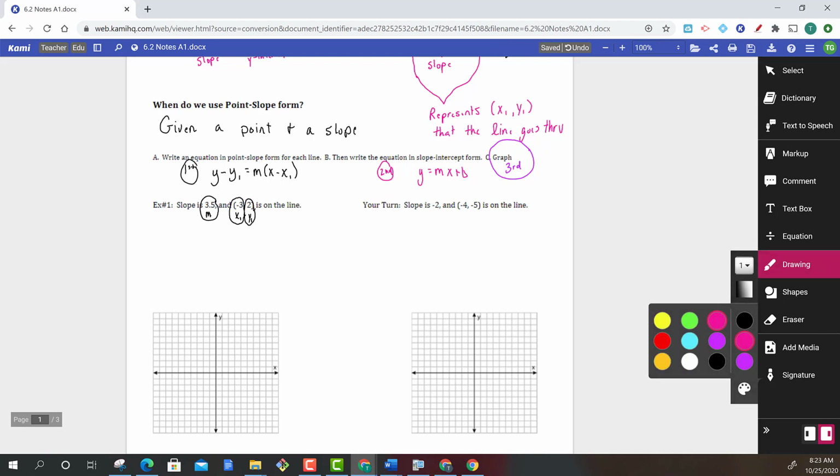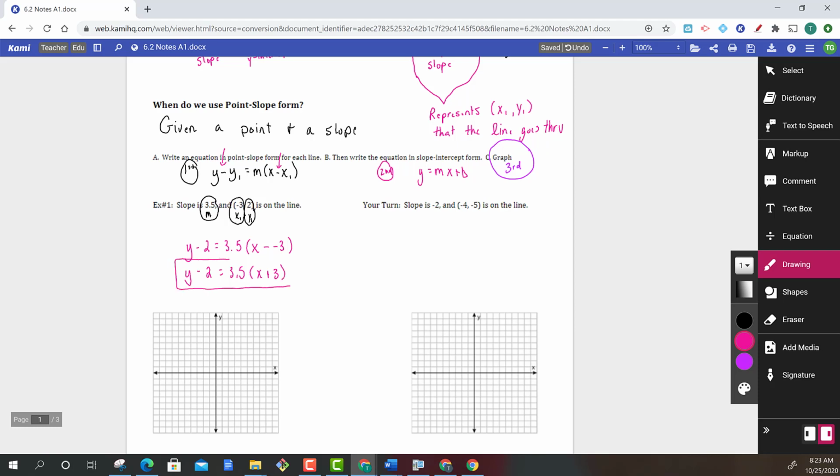So we're just going to take those numbers and insert them into point-slope form. The one tricky part is, remember, the form has subtraction signs, so we are subtracting, but the x1 coordinate is a negative 3. So of course, when you subtract a negative like that, it becomes x plus 3. So that's it. That is point-slope form of the line. That's what's new here. So that's the first part.